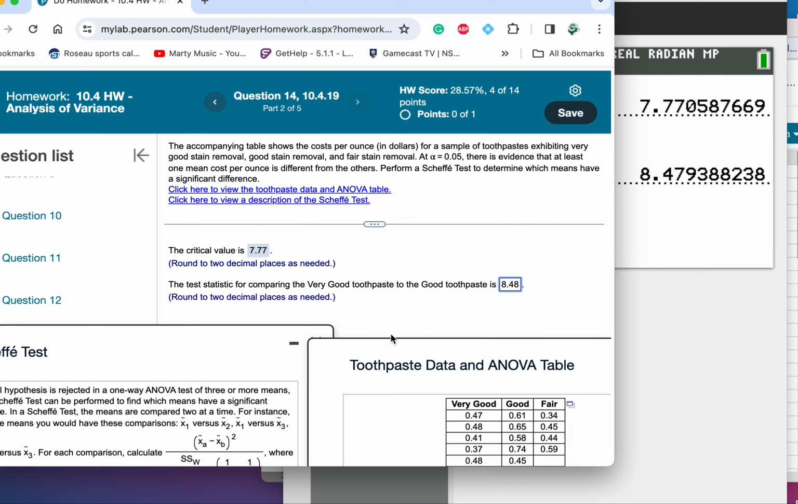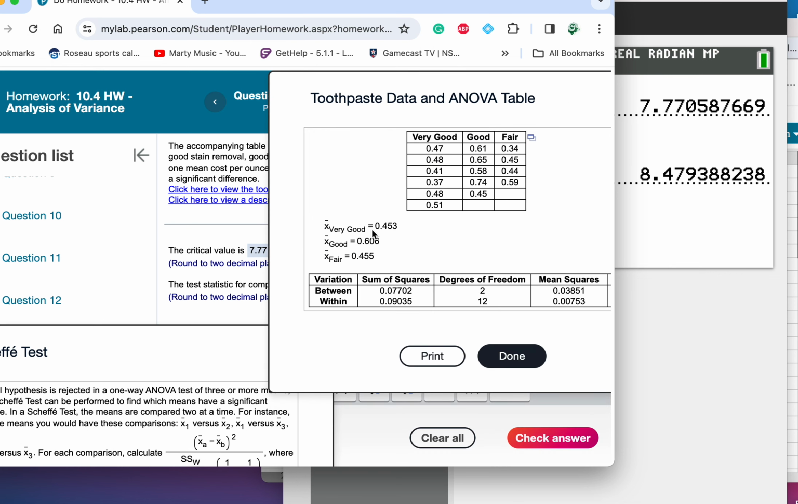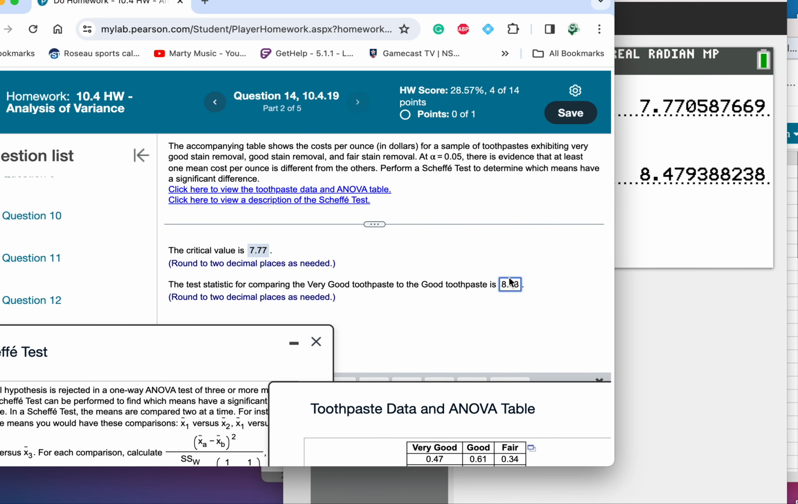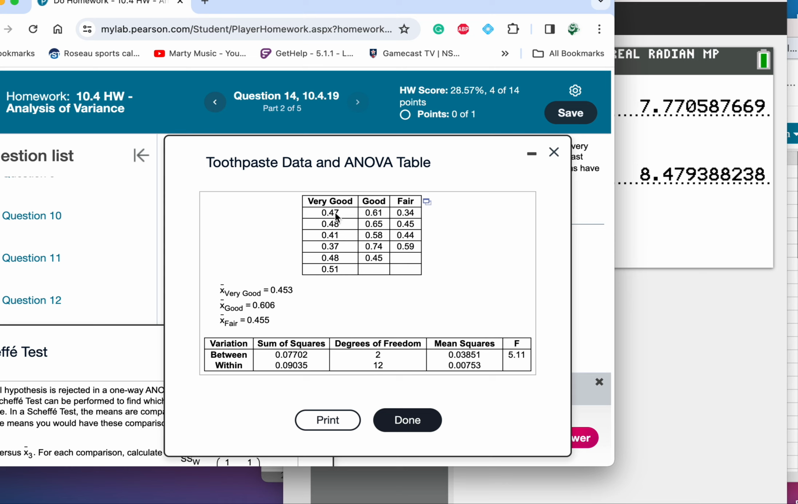And then it'll ask us to do this 2 more times. So we just did very good with good, and then it'll ask us to do very good with fair or good with fair. So we're going to do this 2 more times, and you're trying to compare all of these F values to this F value. Any F value that's bigger than your critical value means that there's too big of a difference between the two means, and maybe we can see that.